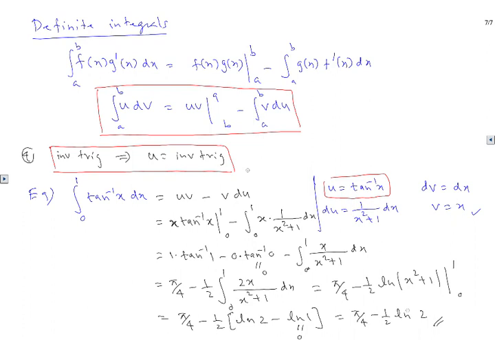So we did the integrals of inverse trig functions. If you have an inverse trig function, you're gonna pick that one as u. Okay, so I'm gonna let you try this one.